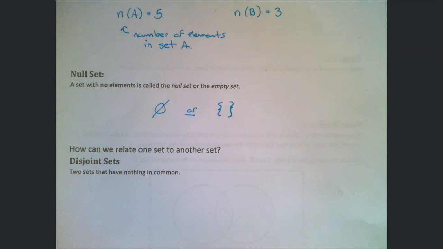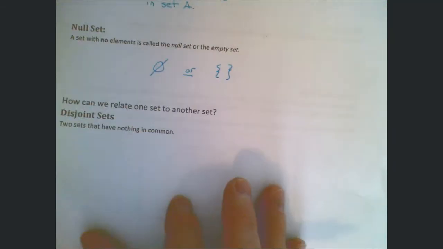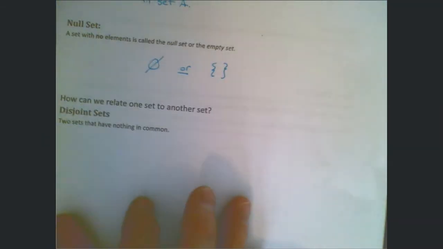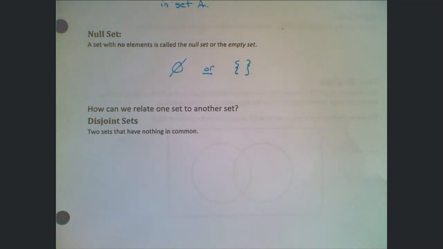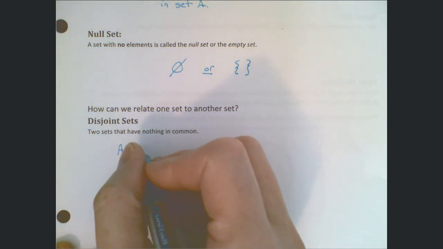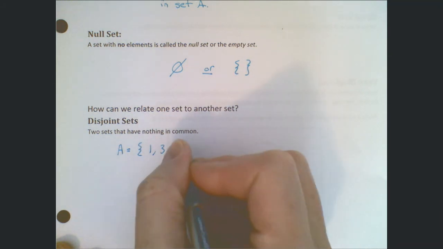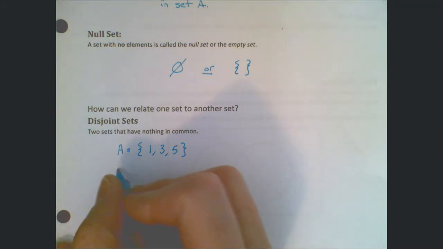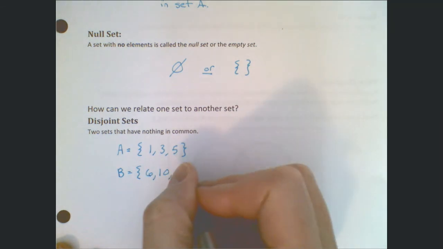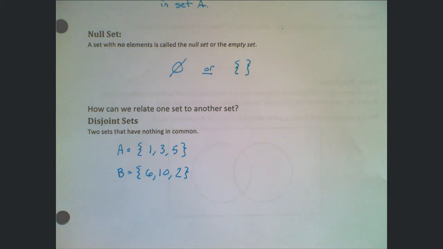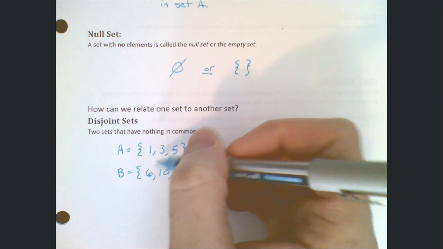All right, how can we relate sets to one another? Well, it turns out that there are ways that we can relate 2 different sets, or 3 or 4, or however many you want. And in this case, we're going to talk about what are called disjoint sets. Disjoint sets are 2 sets or more that have nothing in common whatsoever. So for example, let's say set A contains 3 whole numbers, 1, 3, and 5. And set B also contains whole numbers, 6, 10, and 2. These 2 sets are disjoint, even though they both have the same number of elements, 3. They have no elements that are the same, so there's nothing in common between the 2 of them.